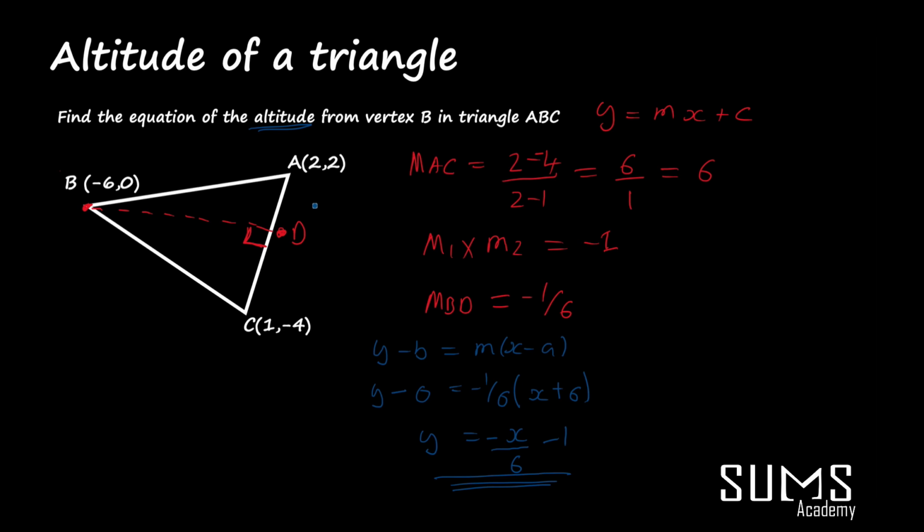So we can see what we did there is we got the gradient of the line AC. We then knew that the altitude would be perpendicular to this line. And so we worked out the perpendicular gradient. Then we used the point that we already knew would be on that line and substituted that back in to get our final equation.